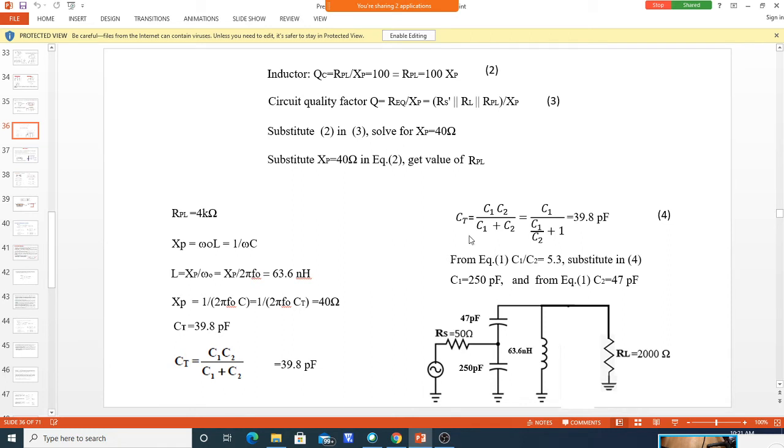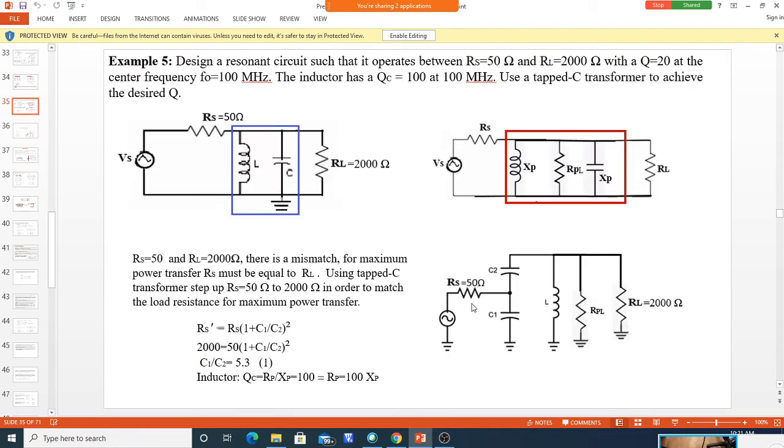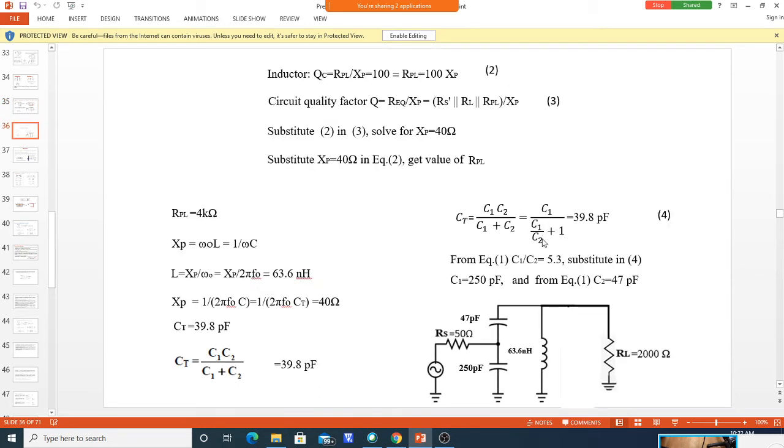To divide that you can go through this equation again. CT is equal to C2 you take to the denominator, C1 by C2 plus 1, and the C1 by C2 ratio we got from equation 1. From equation 1 it is 5.3 for C1 by C2. You substitute here C1 by C2, then simplify this. We know CT is 39.8 picofarad, and C1 by C2 is 5.3. Your unknown is C1.